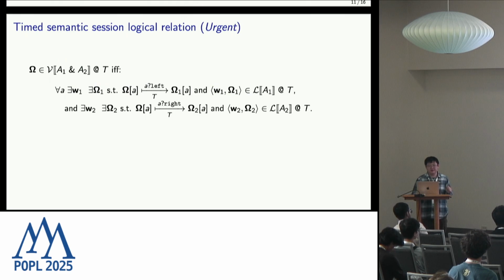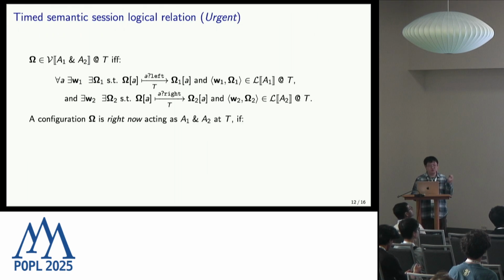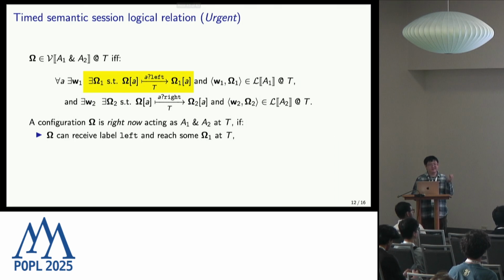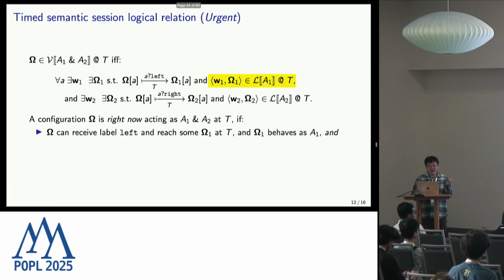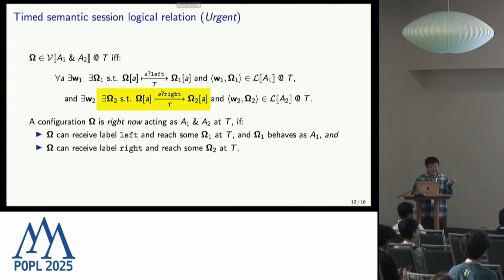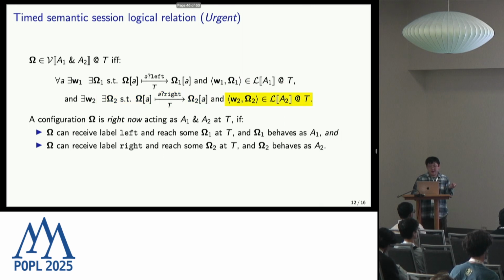I would like to start with the urgent interpretation first because it's more straightforward. So here it says the configuration omega ought to behave according to A1 external choice A2. This external choice behaves very much semantically like a conjunction, a Cartesian product. So it says a configuration omega is right now acting as this type if it can receive a label left and reach some omega 1, and we know omega 1 is behaving according to A1, and so that's the conjunction part, that it can receive label right and reach some omega 2, and omega 2 is behaving according to the second component. So this very much behaves like a Cartesian product, and the labels can be thought of as sending the projections that you want to take.